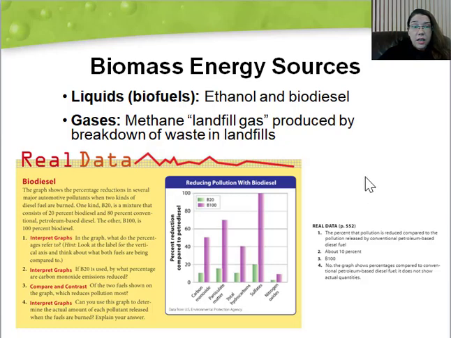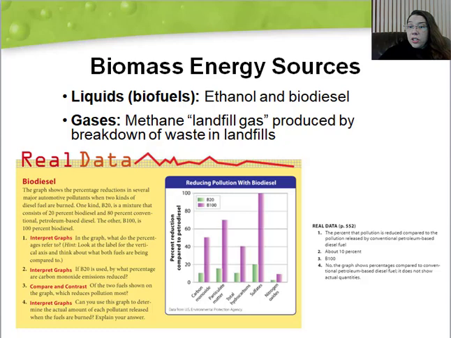Now let's go ahead and take a look at our real data. Discussing biodiesel. The graph shows the percentage reductions in several major automotive pollutants when two kinds of diesel fuels are burned. One kind, B20, is a mixture that consists of 20% biodiesel and 80% conventional petroleum-based diesel. The other, B100, is 100% biodiesel.